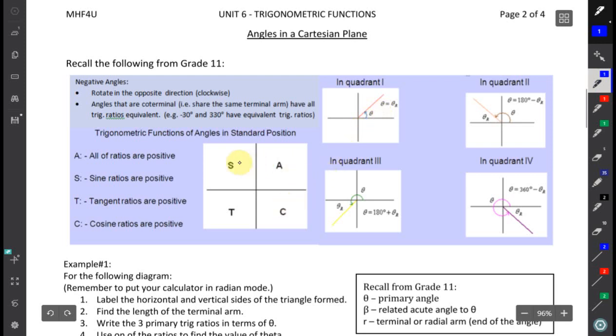And then there's the CAST rule that helps us to know which ratios are positive, and they're listed here. We have that all the ratios are positive in the first quadrant, the sine ratios are positive in the second, tan is positive in the third, and the cosine ratios are positive in the C quadrant. Now, this is written starting with the All quadrant, which is the first quadrant. So this is quadrants 1, 2, 3, and 4. When we talk about the rule, though, we refer to it as the CAST rule.